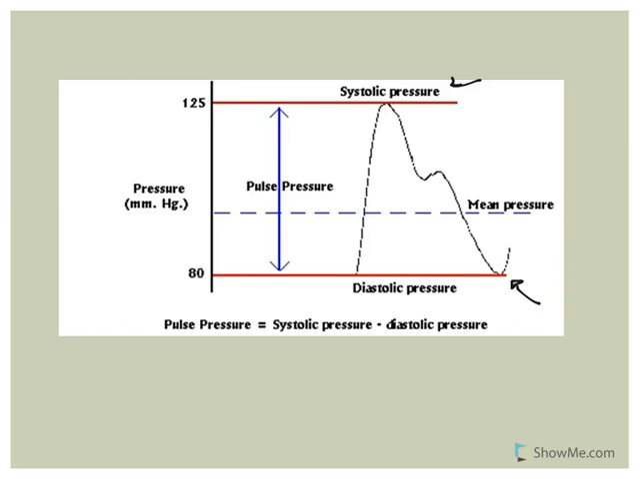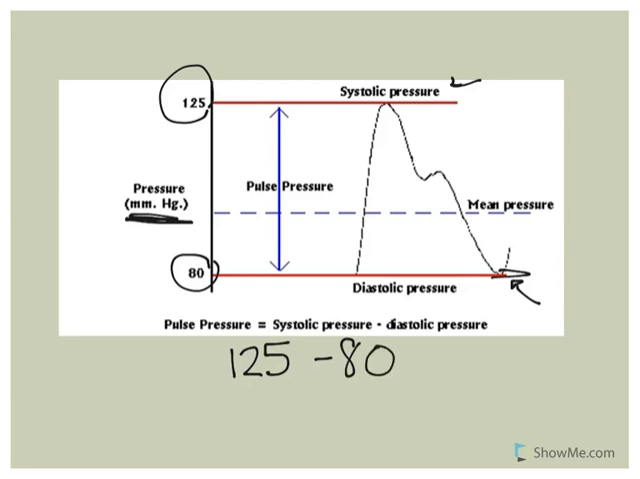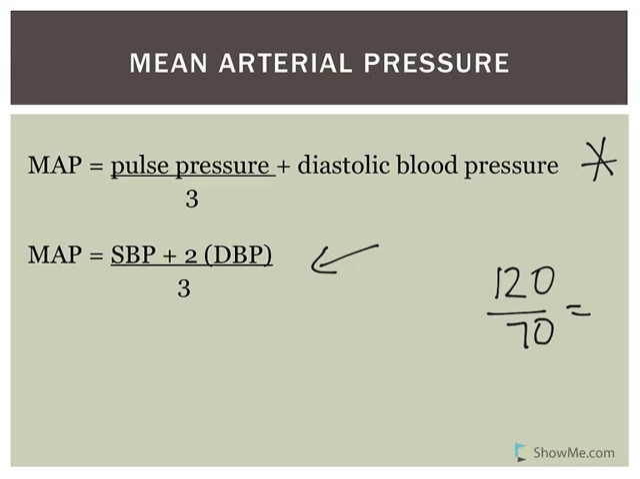So the peak pressure in this scenario was 125. That's the systolic blood pressure. The lowest pressure is the diastolic. It was 80. And the units are millimeters of mercury, so you always have to use units here. The pulse pressure is the difference between systolic and diastolic blood pressure. So in this case, 125 minus 80, and the units are millimeters of mercury. So what's the pulse pressure? In this situation, it's 45 millimeters of mercury. In the previous scenario, this would be what? This would be 50 millimeters of mercury.